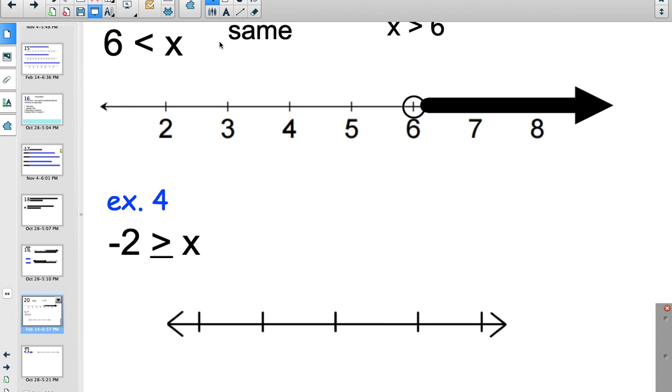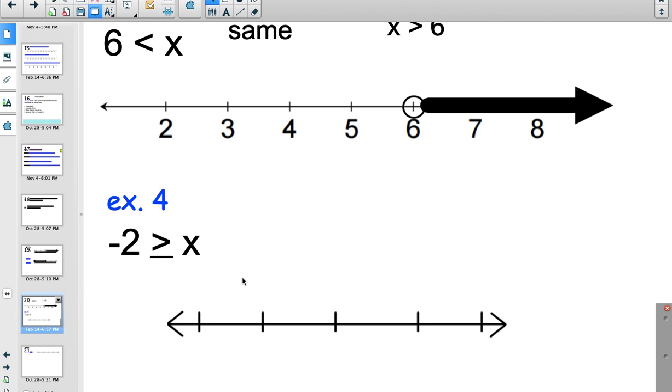All right. Would you take a moment, pause the video, and try to graph this one on your own and see what you come up with? So pause it and then play it, and I will show you what it's supposed to look like, and you can check your answer. All right, hopefully you paused it.